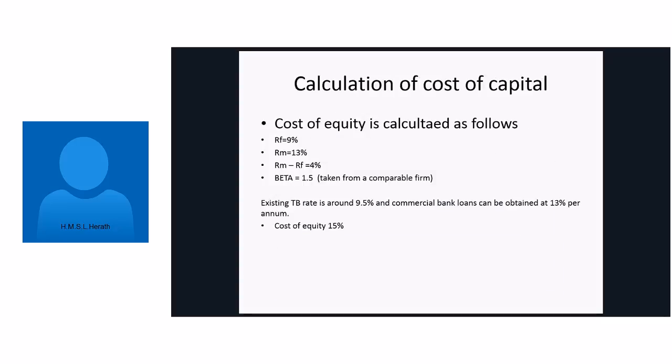Then the next slide, calculation of cost of capital. For the beta value, I have taken a beta value from the Seat tire company, which is my comparable firm to my hypothetical firm.